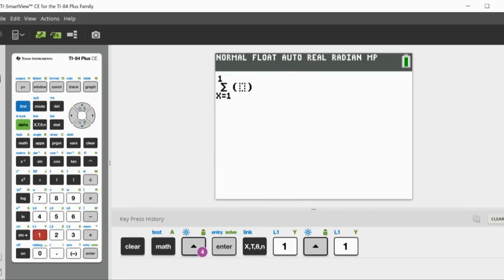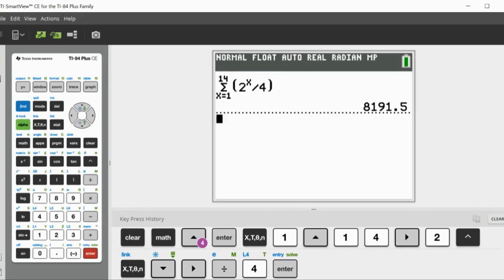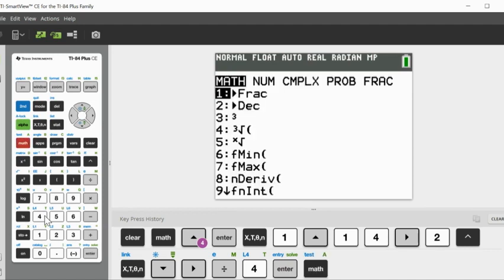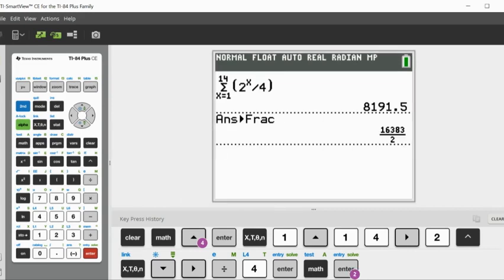We're adding to the 14th term. And the formula for generating each term is 2 to the power of x divided by 4. Once everything's set, hit enter. We do have a decimal. We can always ask our calculator to turn that into a fraction for us. So math, fraction, enter. And we see that the answer is 16,383 over 2.